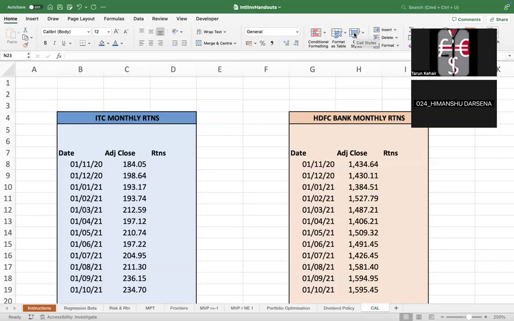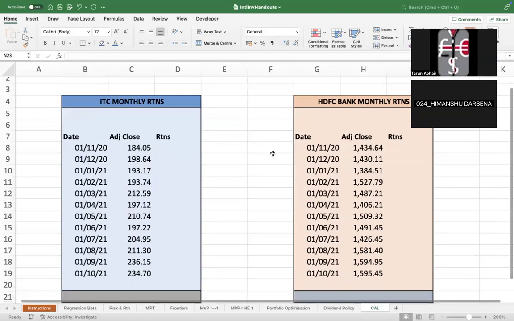Reason being, I want to create an optimal portfolio first, because I told you on the CAL, capital allocation line, all portfolios have to be optimal. Whereas on the efficient frontier, not all portfolios will be optimal.